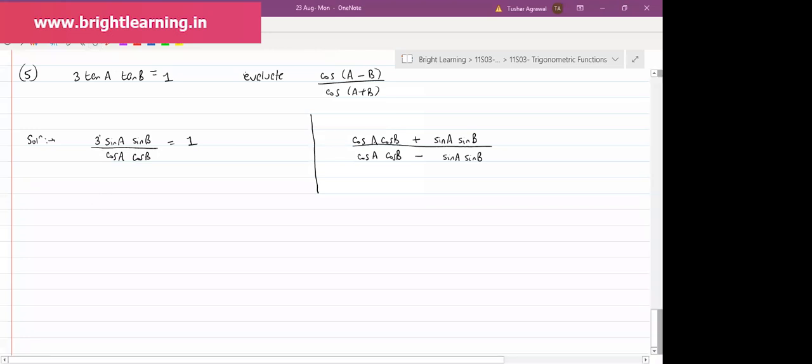If I just take this 3 over here, sin A sin B upon cos A cos B will be 1 by 3. Okay, I just put the 3 over here. Taking the reciprocals, cos A cos B upon sin A sin B is equal to 3. Yes or no?